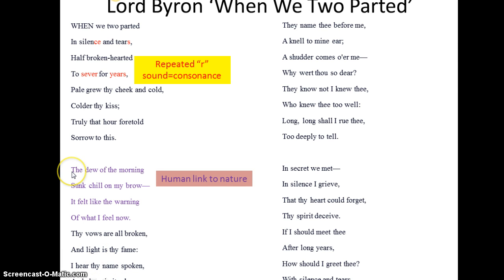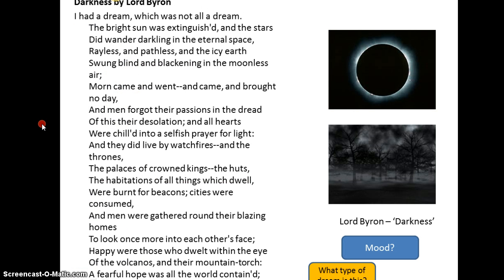So looking here, some things to look at. Of course, we have the rhyme scheme, which is parted, tears, hearted, years, so A, B, A, B. Excuse me, I just went ahead here.